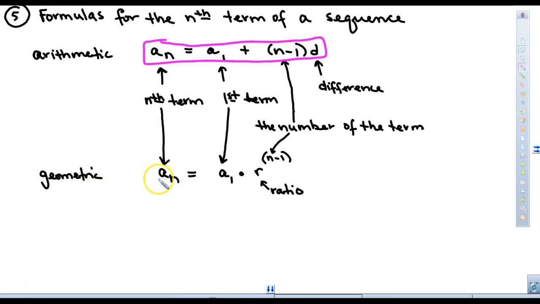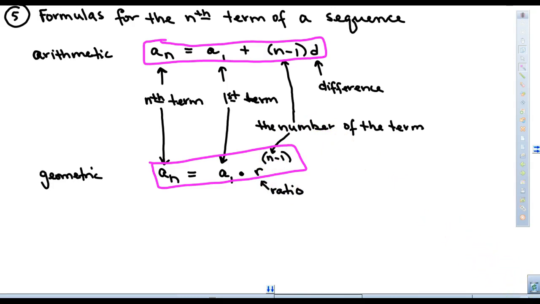And then for a geometric sequence, it would be a sub n is equal to a sub 1 times r raised to the n minus 1. So right here, n minus 1 is an exponent. The whole thing is. And again, a sub n is your nth term, a sub 1 is your first term. r will be your common ratio, and n is still the number of the term that you're looking for.